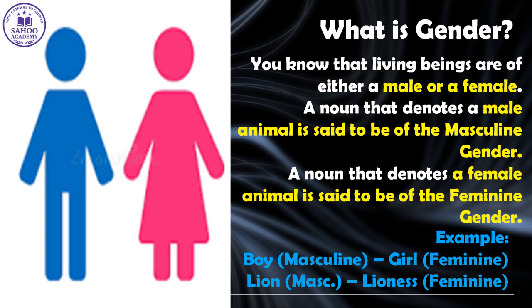Look at the examples on your screen. Boy is masculine and girl is feminine. Similarly, lion is masculine and lioness is feminine. Notice how sometimes the feminine form is created by adding a suffix like ess to the masculine noun. For example, lion, but lioness. So here ess has been added and the feminine form is formed. Okay, we will explore more of these patterns as we go on.